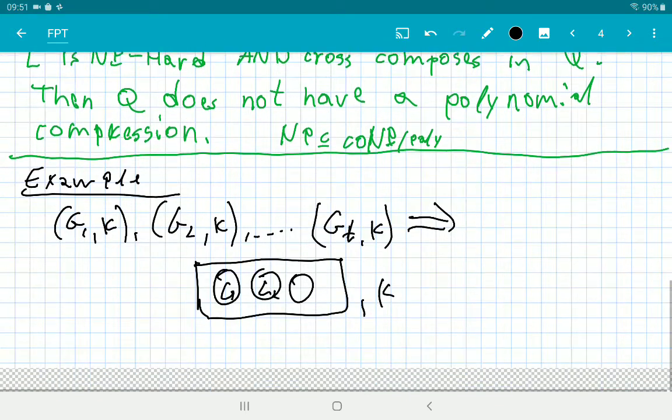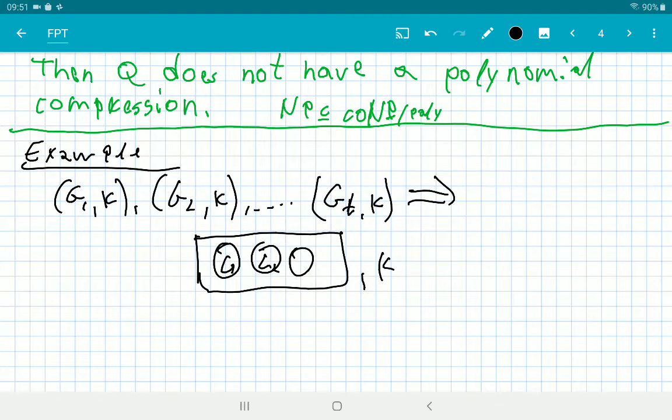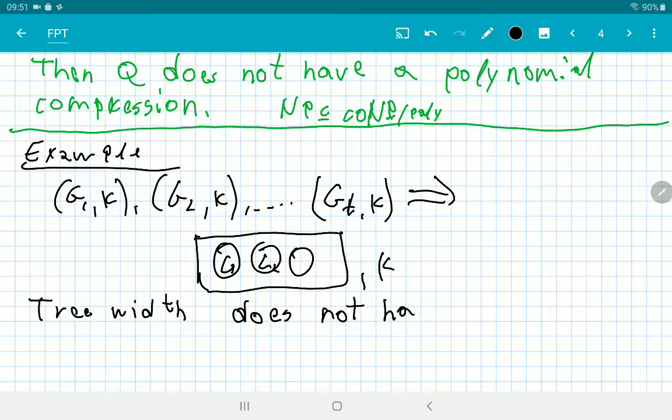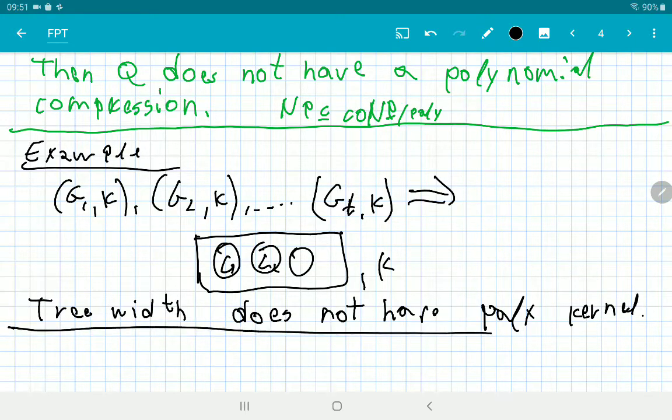So this is just an OR cross composition, which immediately implies that tree width, deciding if a graph has tree width k, which is known to be NP-hard, does not have a polynomial kernel. So that's a useful property to have.